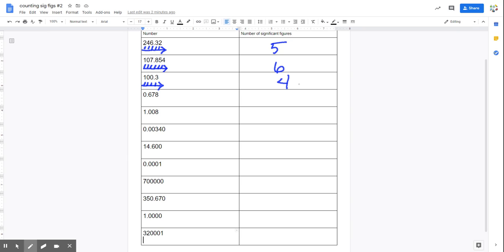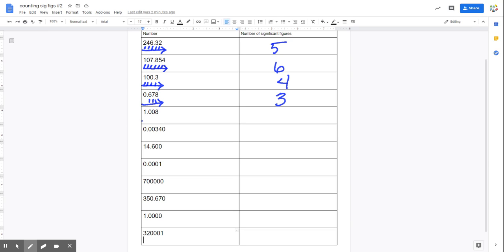This one, number 4, is an example of a 0 that does not count. If it is before we start counting, it does not count. So this 0 does not count. However, we start with the 6, 7, 8. So this has 3 significant figures.